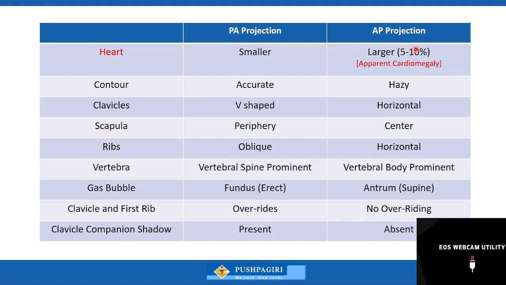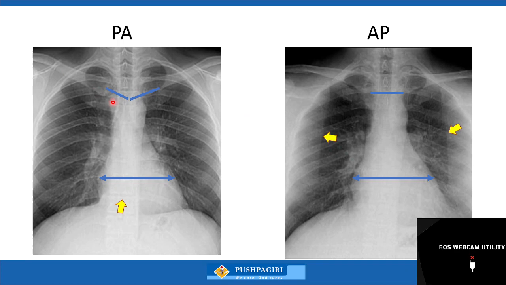The contour will be very accurate in a PA projection, whereas it is hazy. Cardiac contours will be hazy in an AP. Clavicles will be V-shaped, both the clavicles will be coming down like that, whereas they will be horizontal in an AP projection.